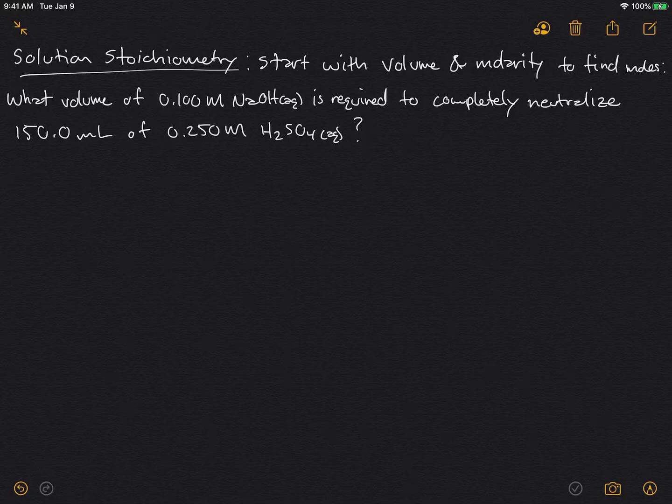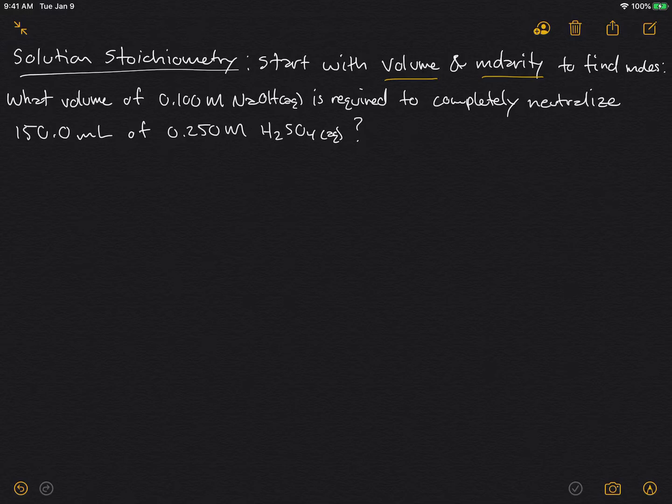In this tutorial, we're going to take a look at solution stoichiometry type calculations. In solution stoichiometry, we always start with a volume and a molarity to calculate moles. Remember, if you multiply the volume times the molarity, you end up in units of moles.